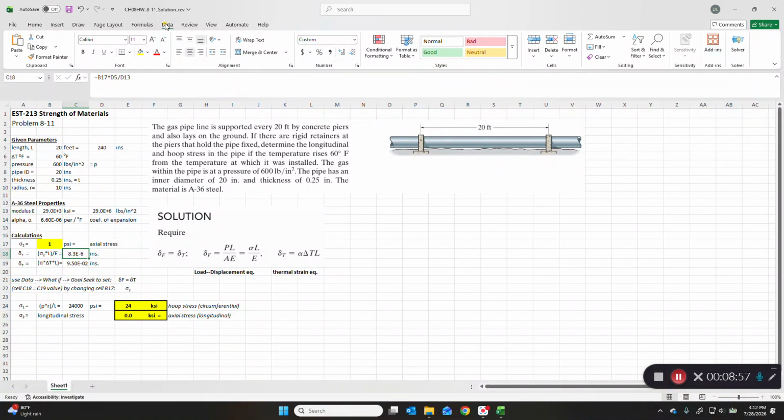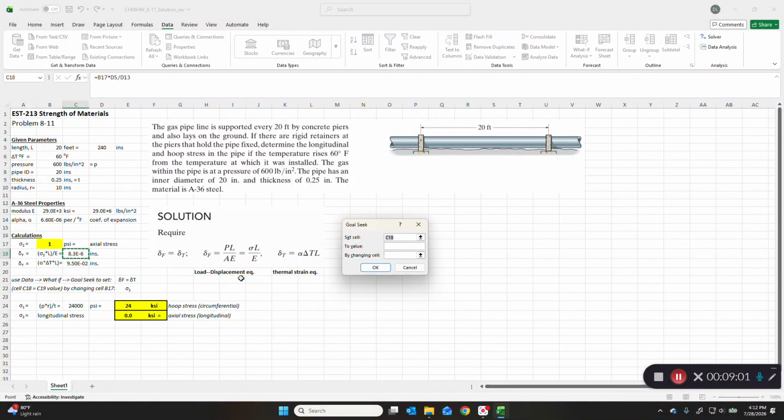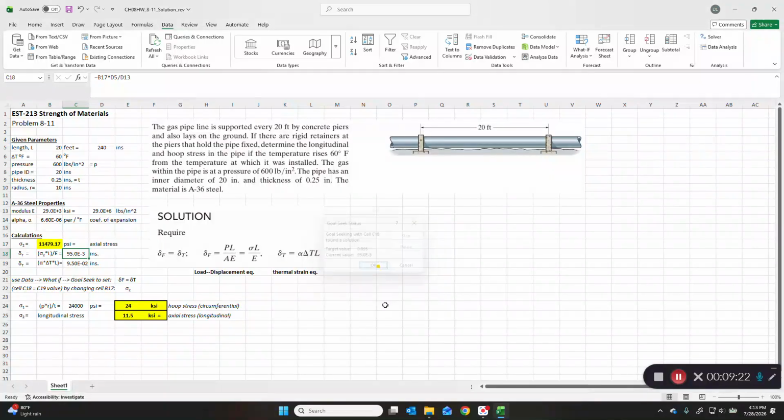We're going to go right to data, what-if, goal-seek, pop this window up, we want this flashing cell equal to the exact value of lambda t because they're required to be compatible, right? So we're going to say 9.5 e to the minus 2 by changing sigma 2 because that was a dummy variable, right? With dummy value. And there we go. So the answer is 11.5 KSI. We just rounded this to 11,500 and converted to KSI.